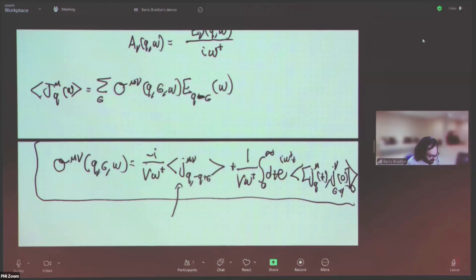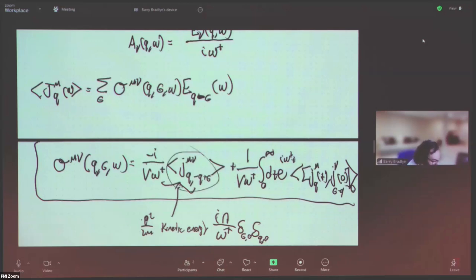So like I said, if the kinetic energy is p squared over 2m, this term here just becomes the electron number density, N over volume, over omega plus, times delta g0 delta q0. But in general, it's not that. It's just the second variation of the Hamiltonian with respect to the vector potential.